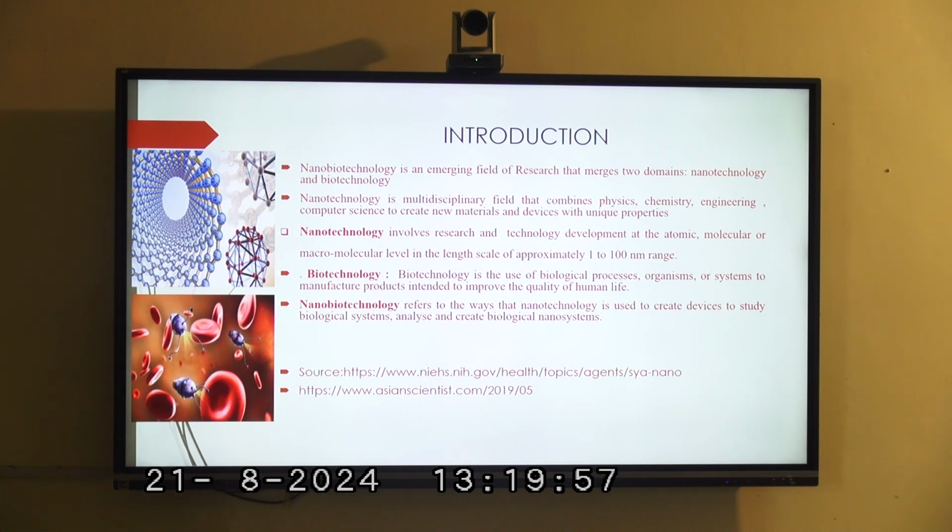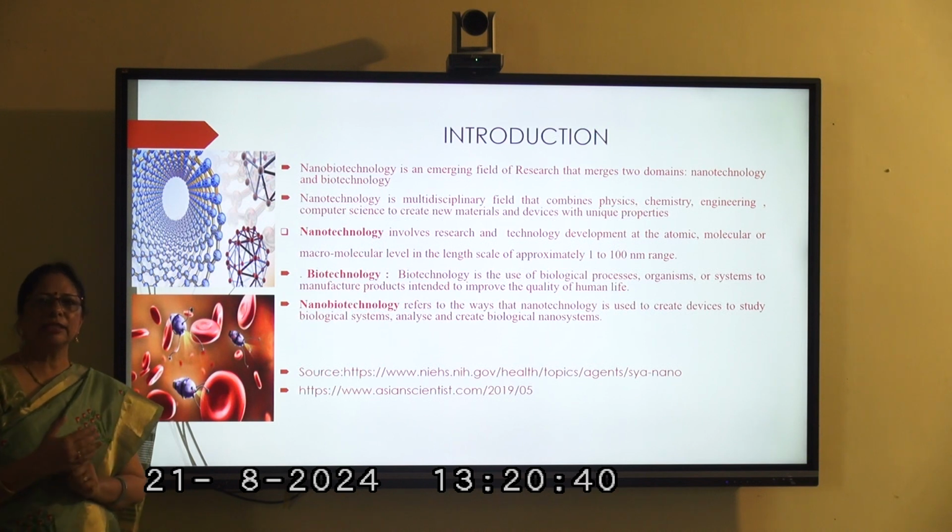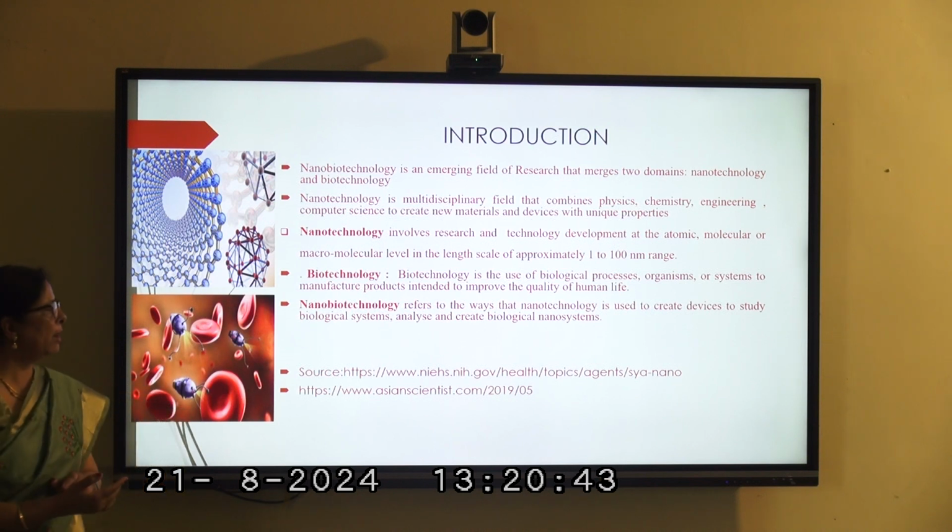And in biotechnology, we use living organisms such as microorganisms or biological processes to manufacture products for the improvement of the quality of human life. Mostly recombinant technology is used in biotechnology, and many microorganisms are developed for industrial fermentation. So biotechnology is a different field and nanotechnology is a different field. But the merger of both these fields gives rise to nanobiotechnology. In nanobiotechnology, nanotechnology is used to create devices for analysis of biological systems as well as development of novel and unique bio-nano systems.